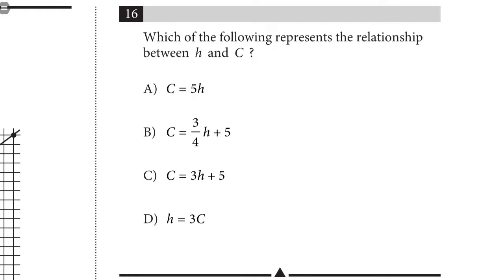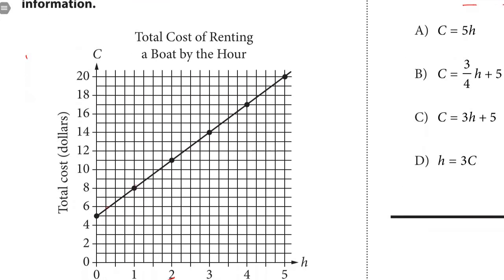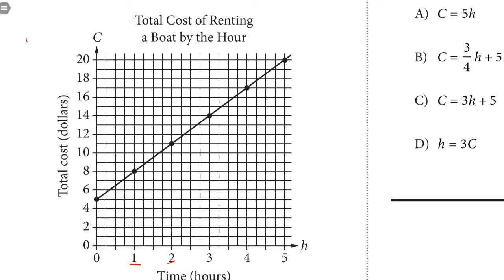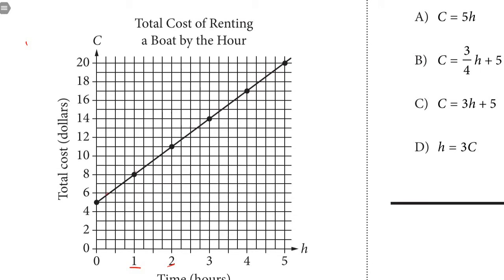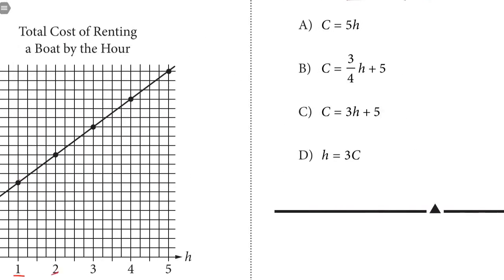Which of the following represents the relationship between h and c based on this graph? So if you look at the answer choices, they're basically asking us to come up with an equation that describes this line graph here.